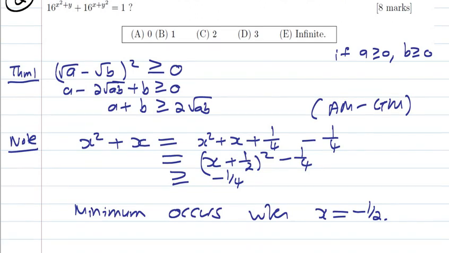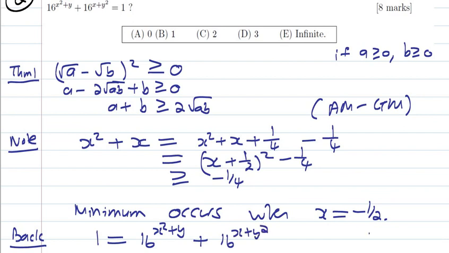Alright, so let's start the problem now. Back to the problem. We know that 1 is equal to 16 to the power x squared plus y, plus 16 to the power x plus y squared. So this is what's given. It's given that this is true. And now I'm going to apply theorem 1.